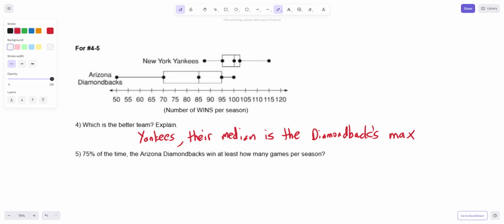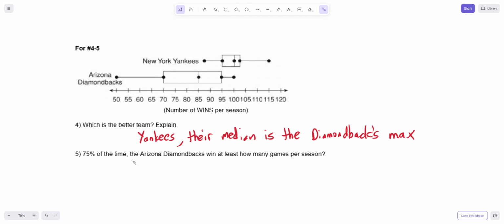The Yankees, 50% of the time they win at least 95 games, while the Diamondbacks, well, actually not 50, 75% of the time they win at least 95 games here. And then the Diamondbacks, 75% of the time they only win 70 games. So Yankees just in general win a lot more.